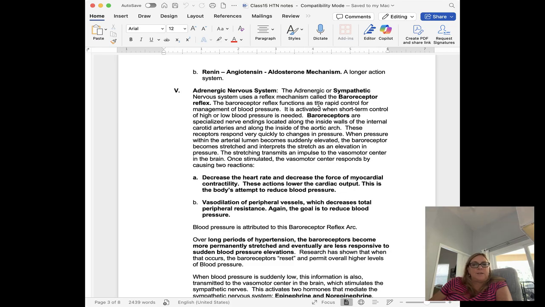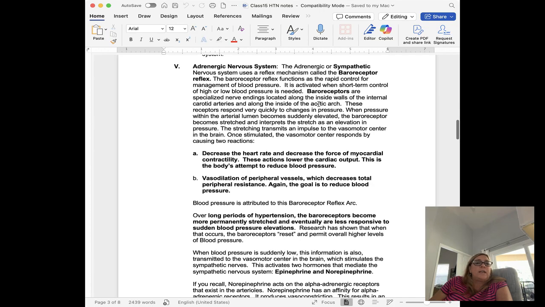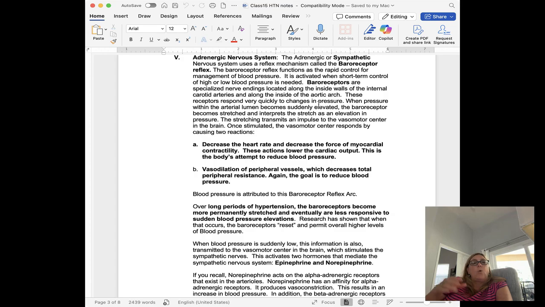And once that's stimulated, the vasomotor center responds by causing 2 things. We could get a decrease in the heart rate, or we could get a decrease in the force of myocardial contractility. These actions will lower the cardiac output. This is the body's attempt to say, I'm going to lower the blood pressure. We will also see this reflex causing vasodilation. So the vasodilation of the peripheral vessels, which decreases the peripheral resistance. And again, the goal is to reduce blood pressure.